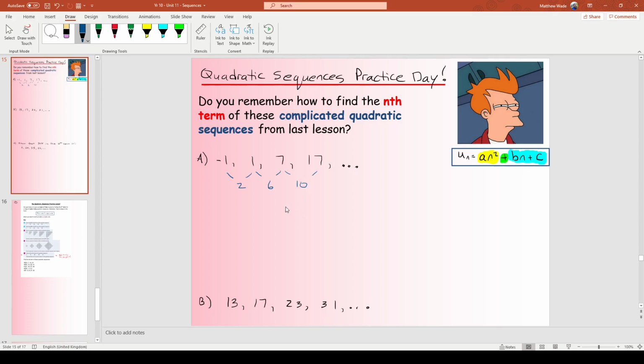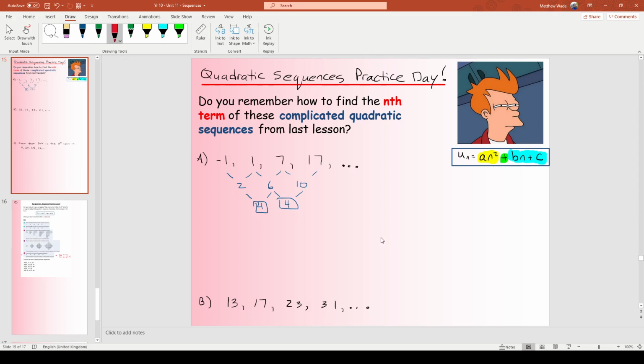Now that, buddies, are called the first differences, okay? These are the first differences because we've taken them away once. Cool. What we actually need, though, are what are called the second differences. 6 take 2 is 4, and 10 take 6 is 4. And what you'll always spot is that the second differences are always the same when you're getting these quadratic ones.